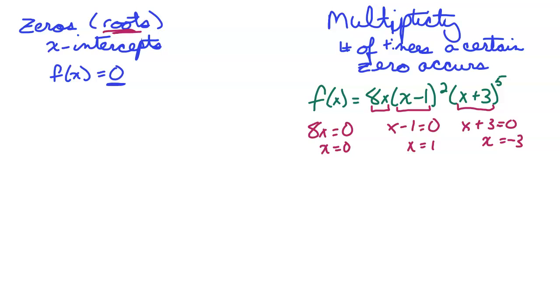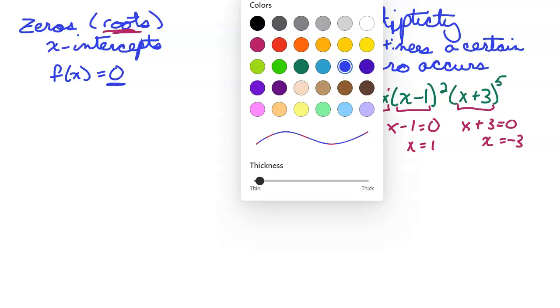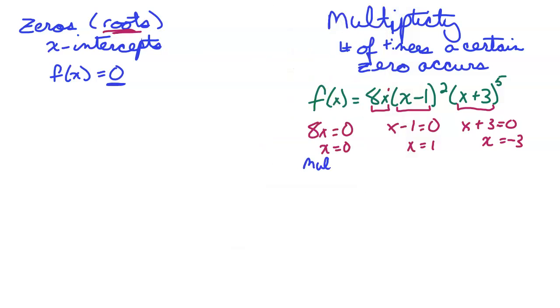Now, the multiplicity of each of these zeros has to do with their exponents. If you look at the exponents for each of these factors, that is their multiplicity. So the multiplicity of this 0 is just 1. It occurs one time. It has an exponent of 1. The multiplicity of this x equal to 1 is 2. It occurs 2 times. The multiplicity of this negative 3 is 5.